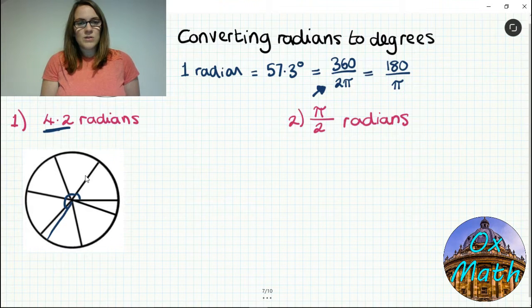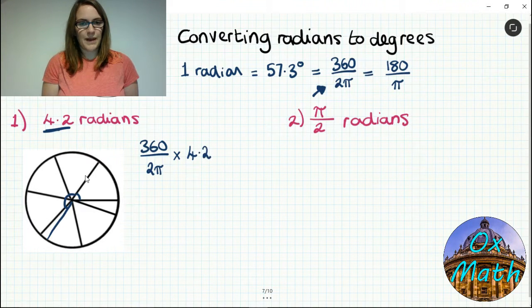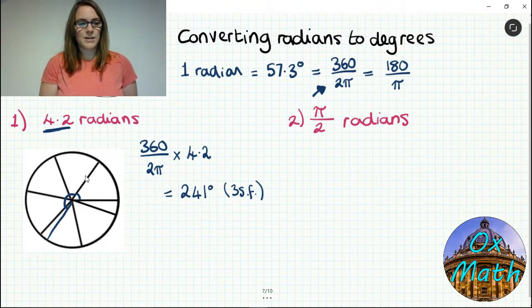So each radian is 360 over 2 pi, or 57.3, but that's rounded, so we're going to use the exact value. And we've got 4.2 of them, so we're going to multiply that by 4.2. That gives us 241 degrees to 3 significant figures. And again, a sense check tells us that that is roughly correct, because it is somewhere between 180 and 270, so that looks about right.